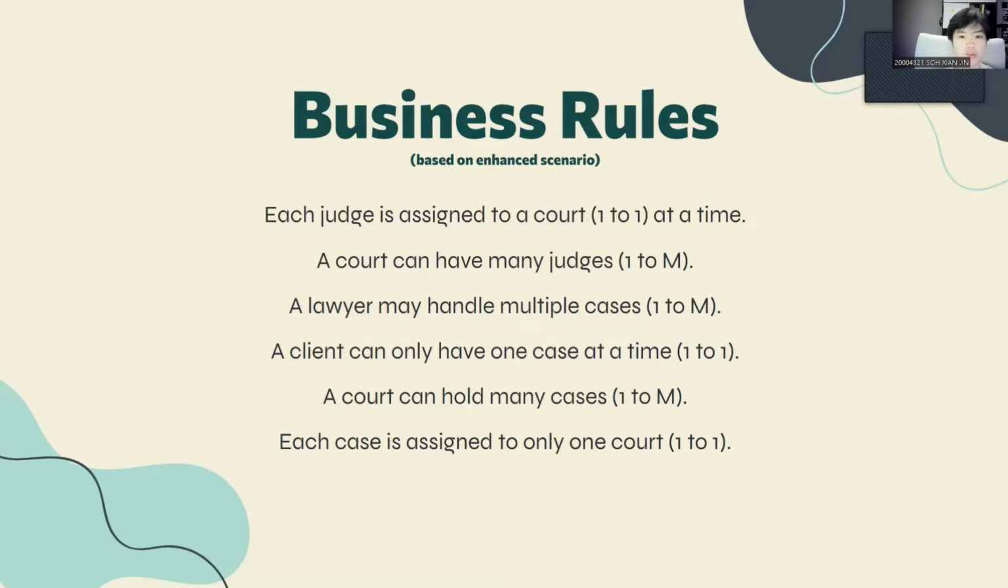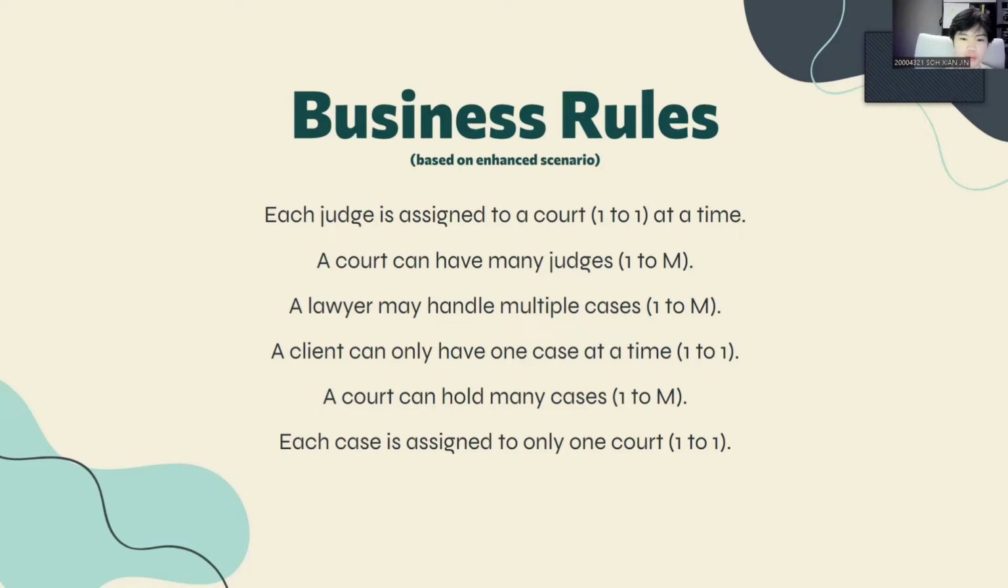Now, the first business rule, which is each judge is assigned to a court at a time, is a one-to-one relationship. A court can have many judges. This is one to many. This makes sense to all of us. Any court can have many judges, like one court will hold many judges. Makes sense. A lawyer may handle multiple cases. It's also a one-to-many relationship.